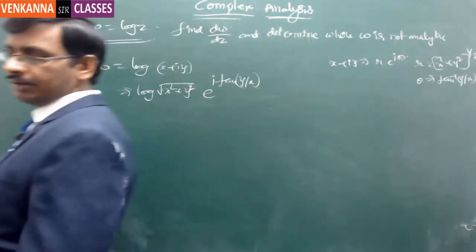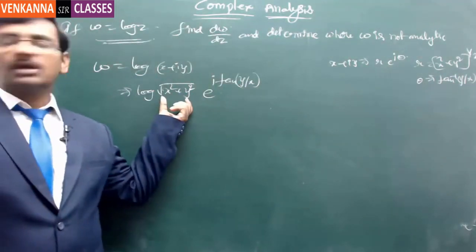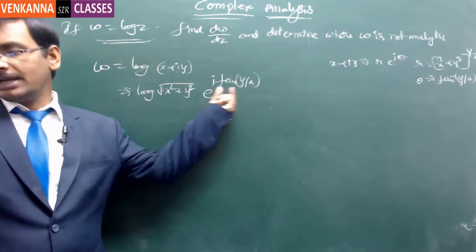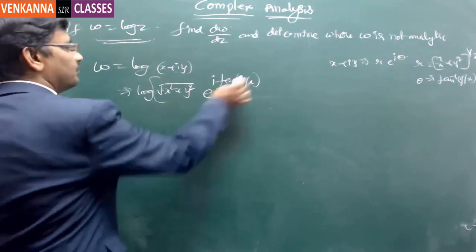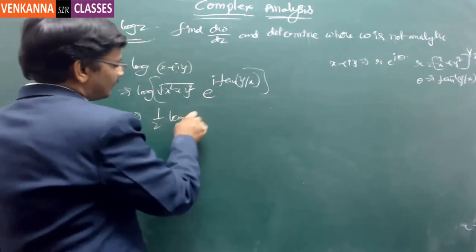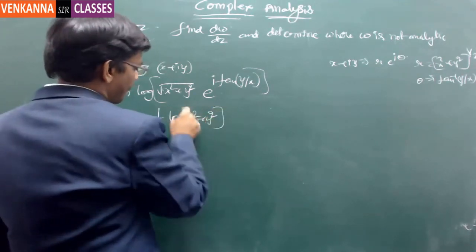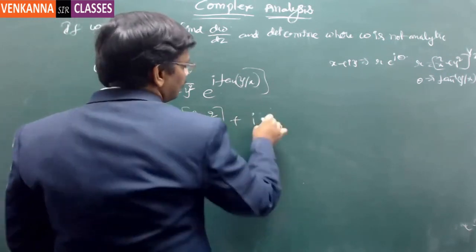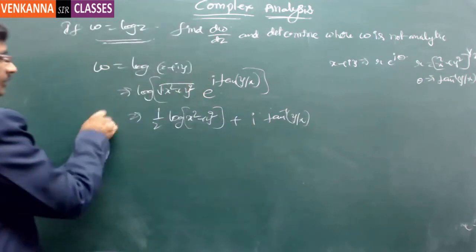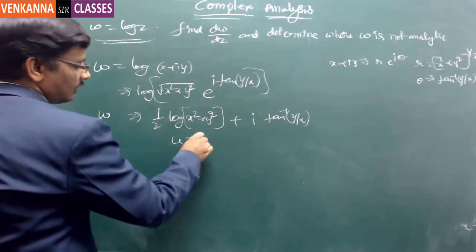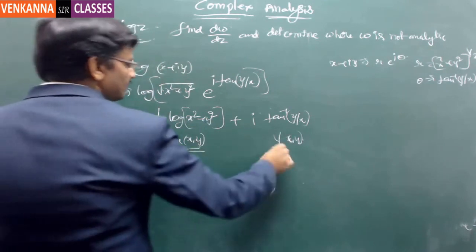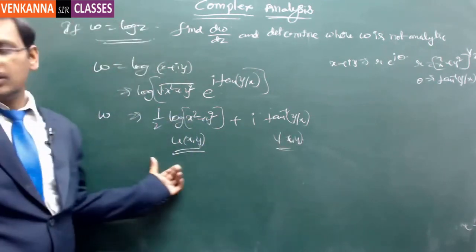Now the same thing I have done here. Here I have the amplitude, that is square root of x square plus y square, and the argument e power i tan inverse of y by x. Now this function can be further subdivided as half log of x square plus y square plus i times tan inverse of y by x. Now this is the w function. This is u of x comma y and this is v of x comma y. Now we have identified the u and v values.